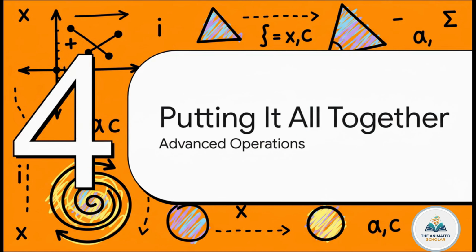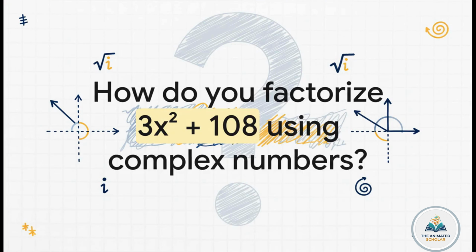Okay, deep breaths. We've handled the basics. Now we're going to put it all together and tackle some of the trickier puzzles on our map. This is where we really start to see what these numbers can do. Now check this out. In the world of regular numbers, trying to factor a sum of 2 squares is, well, it's impossible. But with our new secret weapon, complex numbers, the impossible suddenly becomes possible. How do you think we can crack this one?